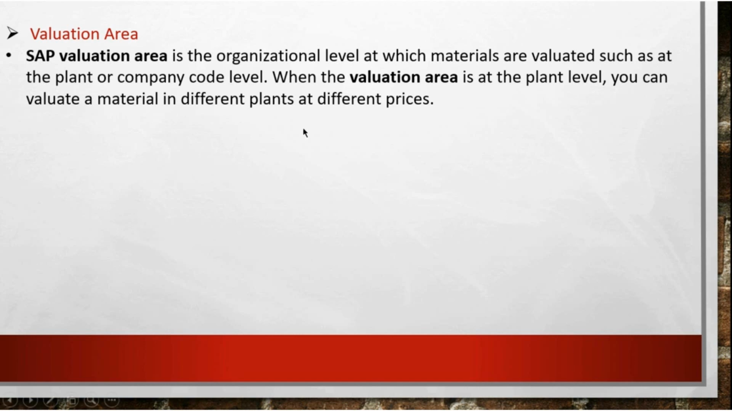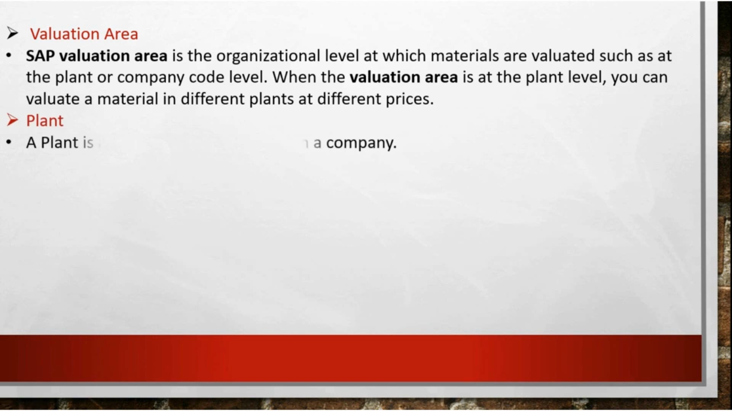So the recommendation here is to maintain the valuation area at plant level, so that you can maintain different prices at different plants, because the price of the product varies according to the distance from the plant to the customer. So that is the reason you have to put a tick mark for valuation area at plant level. You can also consider the valuation area at company code level, but it is better to take it at plant level so that prices can be maintained differently at different plants.